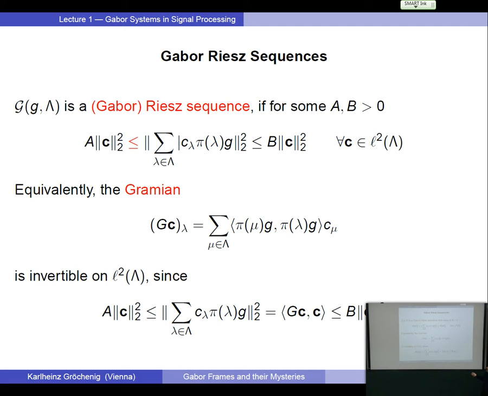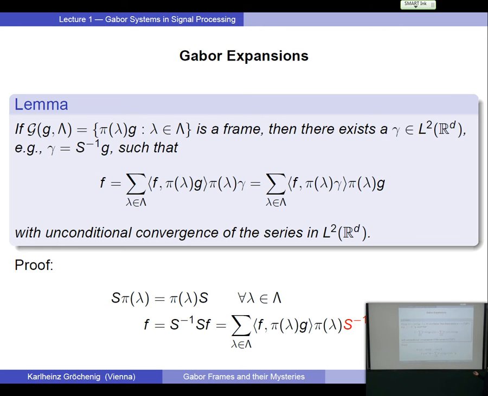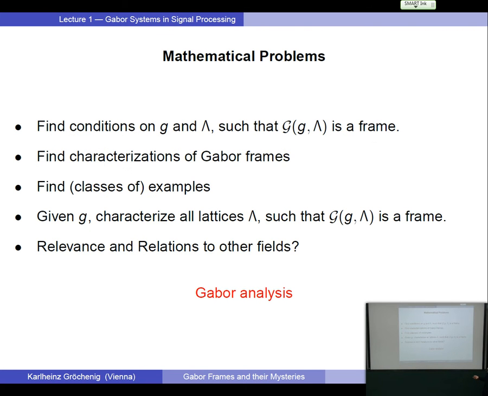So another object related to a Gabor system is the Gramian, this matrix here. Let's see what else. Okay, we don't need this. Okay. So today we start with the mathematical problems.